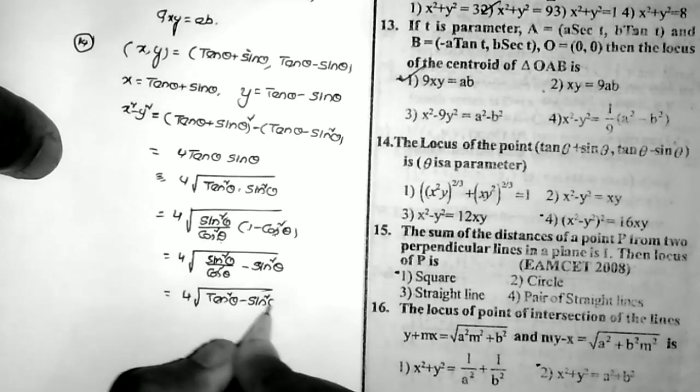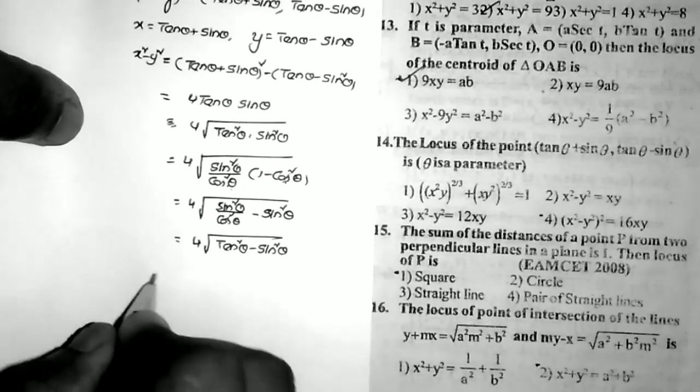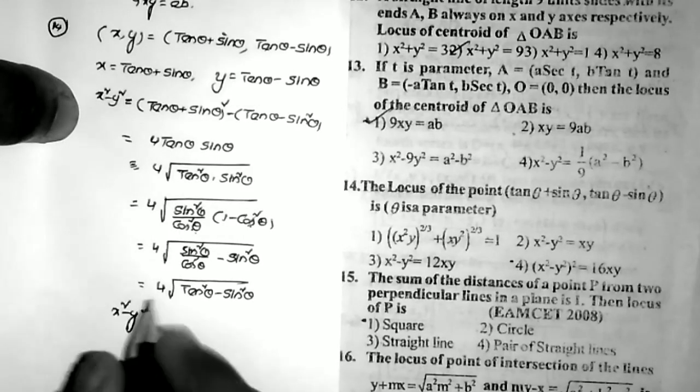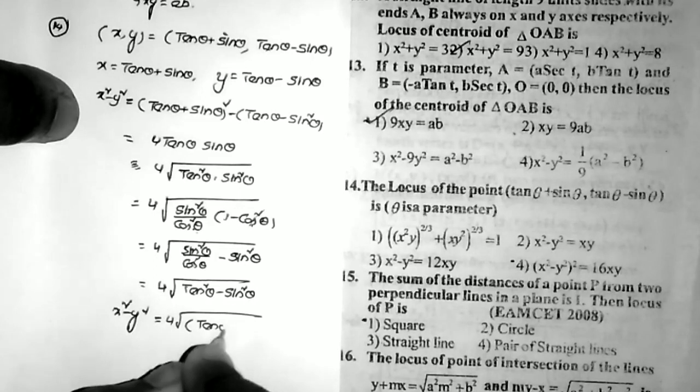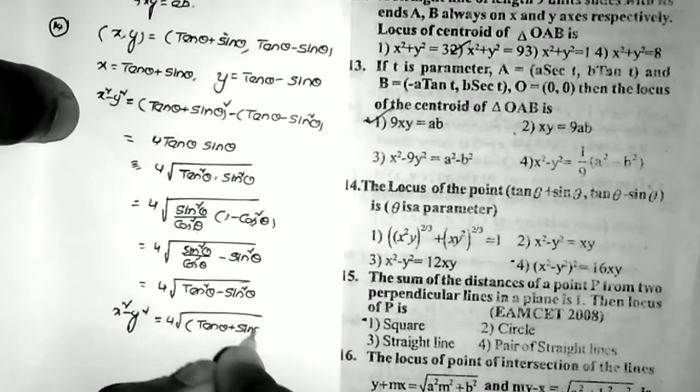But what is this value? a plus b into a minus b. Therefore this is the value of x square minus y square, that is equal to 4 into (tan theta plus sin theta) into (tan theta minus sin theta).